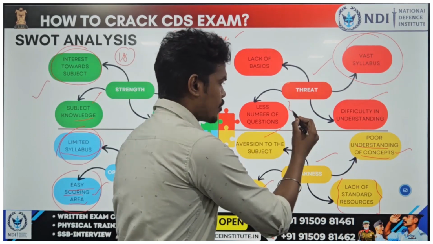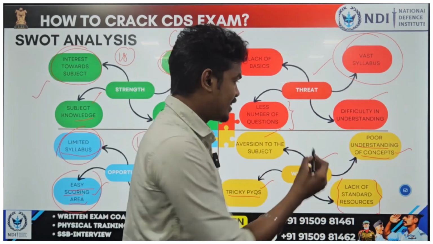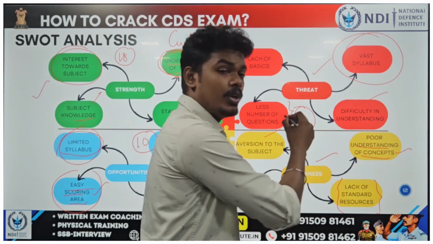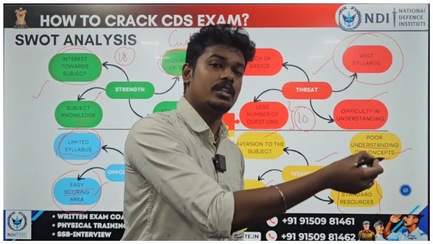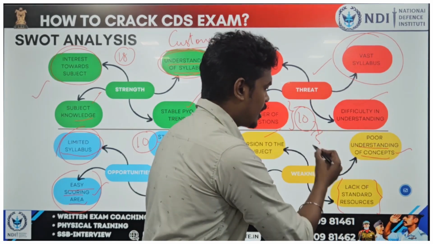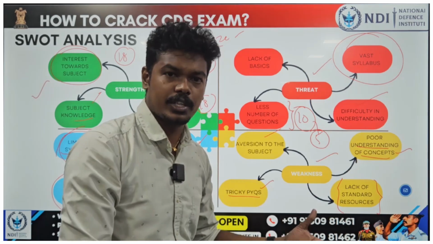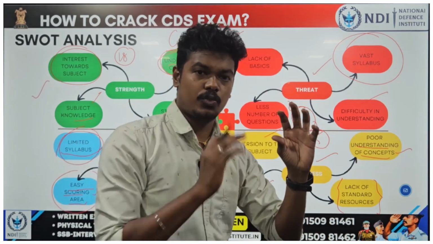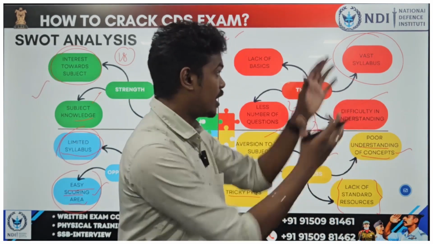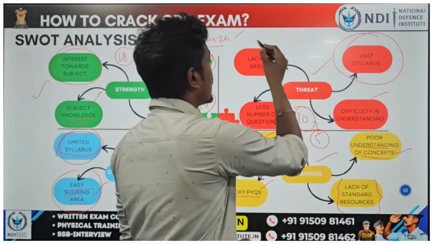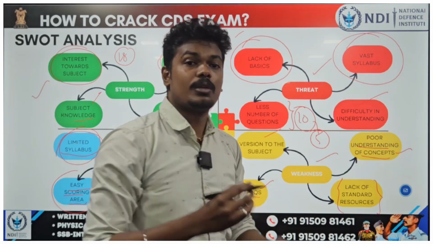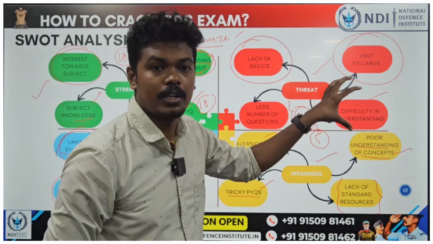Then less number of questions. So in economics, around 10 questions come, and as I told you, within that 10, some 5 come from current affairs, 3 to 5 current affairs. The remaining 5 questions are from core economics, and for that you have to cover a vast syllabus. And next, you see, lack of basics. You don't even know the basic things in it. So this is the threat part.